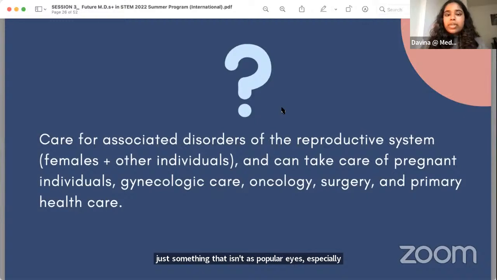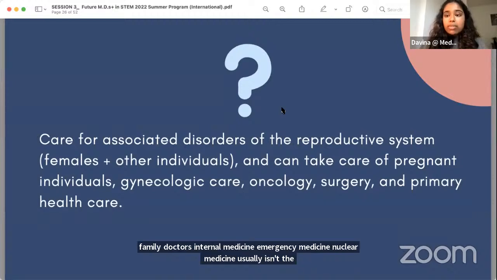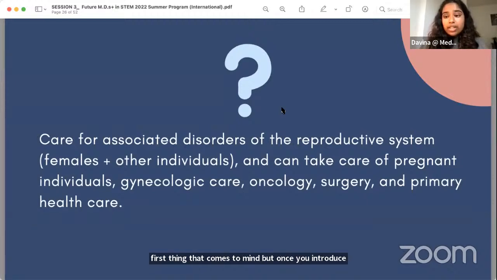doctors. You might think of pediatricians, family doctors, internal medicine, emergency medicine. Nuclear medicine usually isn't the first thing that comes to mind, but we wanted to introduce you to some other fields that might not be as common, but are still just as important.